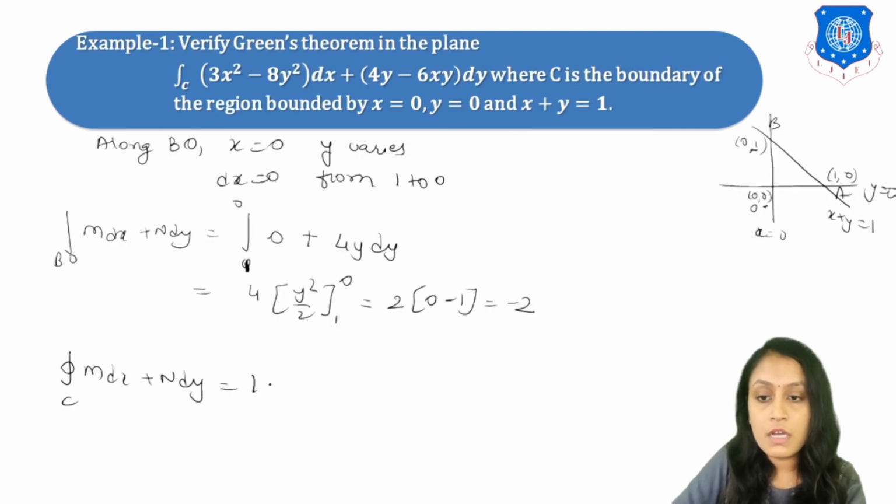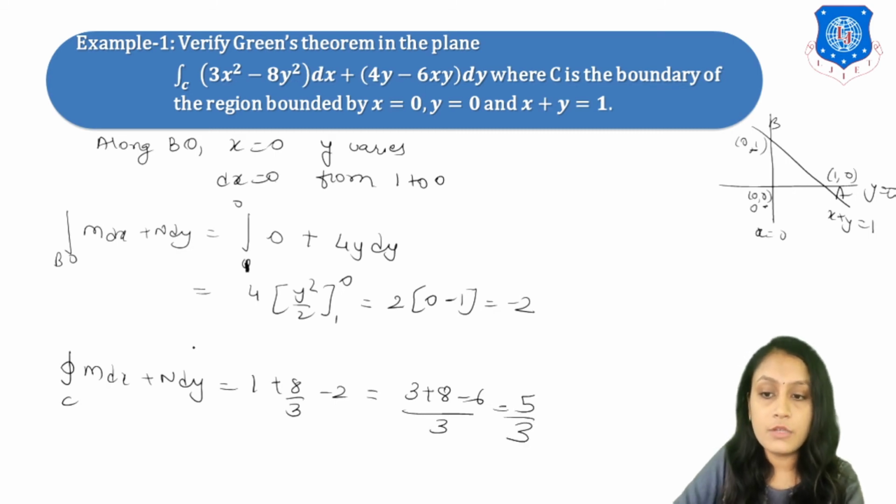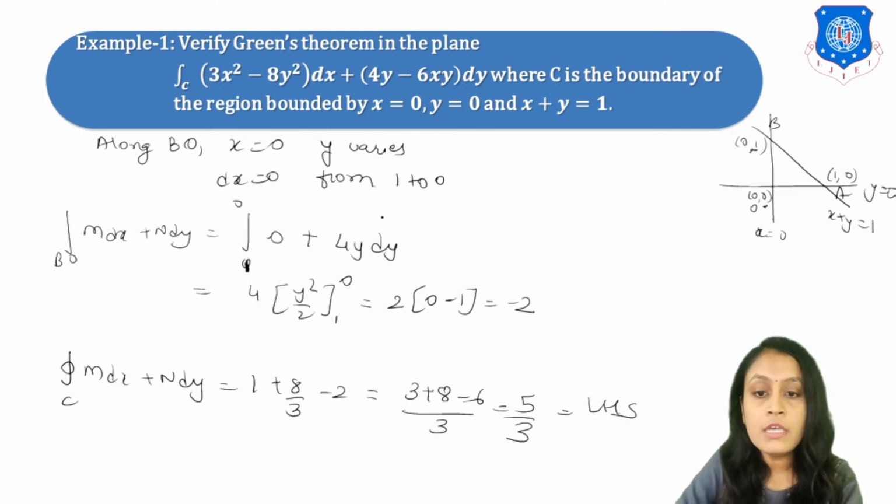Okay, so 1 plus 8 by 3 minus 2. Simplify this. So 3 plus 8 minus 6 upon 3. Okay, so it will give you 5 by 3. So this is your LHS. Okay, so the left hand side answer is what? 5 by 3. Now our next task is to find RHS.